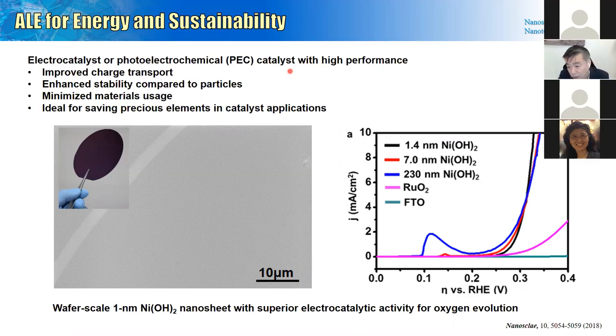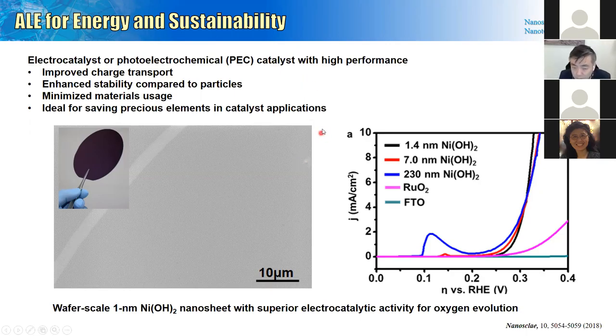In general, nanoparticles are the best choice because they're small and have a lot of exposed surface. However, they're not stable, because once the particle becomes small, the surface becomes more active, and the particles will agglomerate to minimize the surface energy and then decrease the reactivity. So that's a general problem for nanoparticles in terms of catalytic development.